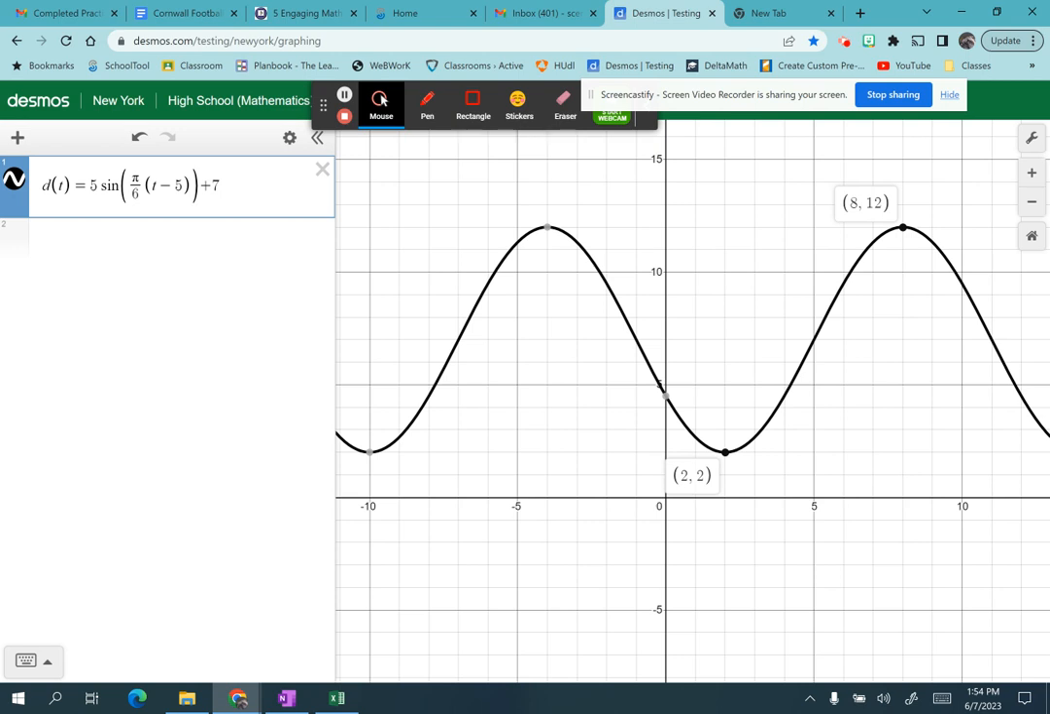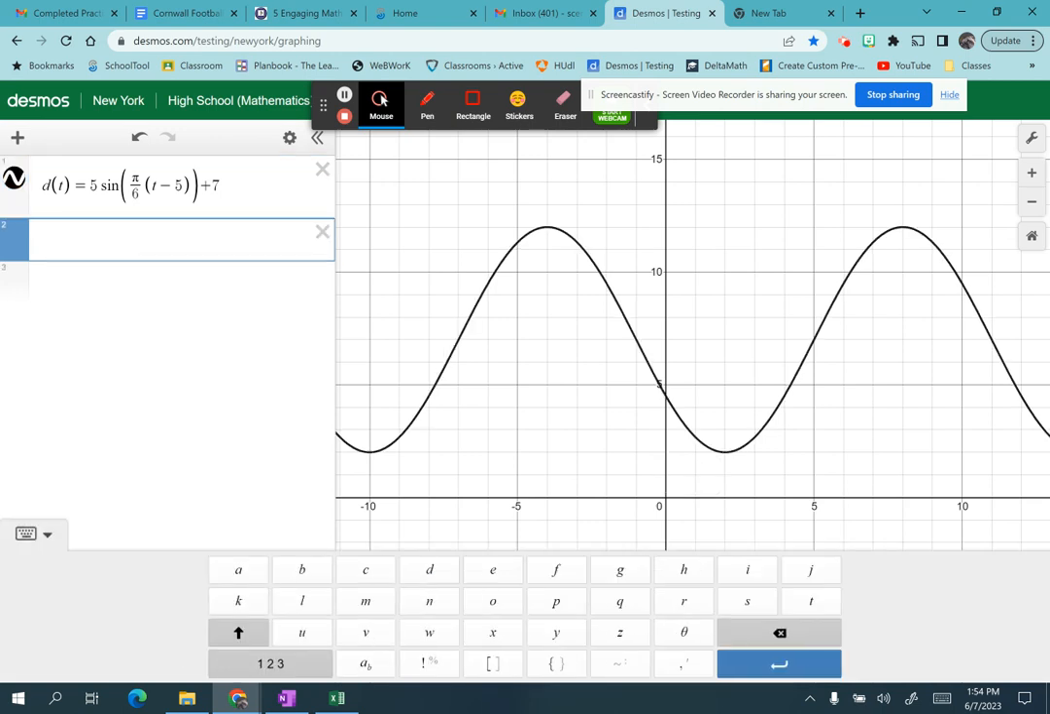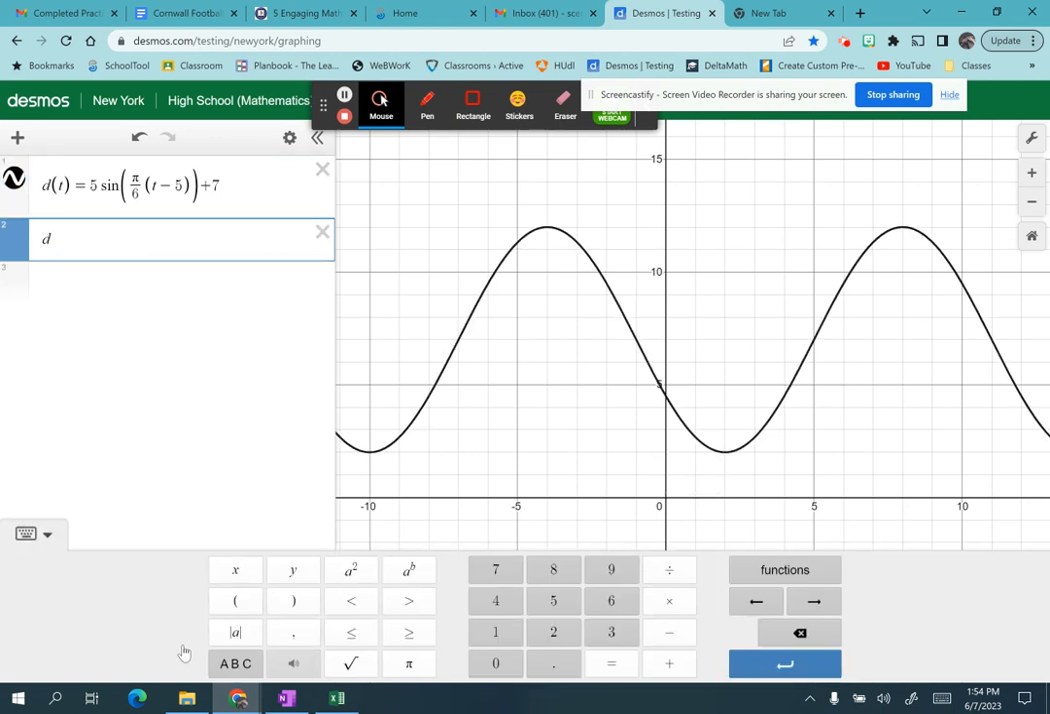We want to know which statement is false. So choice 1 is true. Choice 2 says the maximum occurs at 12 feet, which we just saw. That is also true. Choice 3 says the water depth at 9 a.m. is approximately 11 feet. So we can scroll on the actual graph and get to 9 and see it's approximately 11. You could also just type in d of 9, and we see it's approximately 11. So choice 3 is also correct.